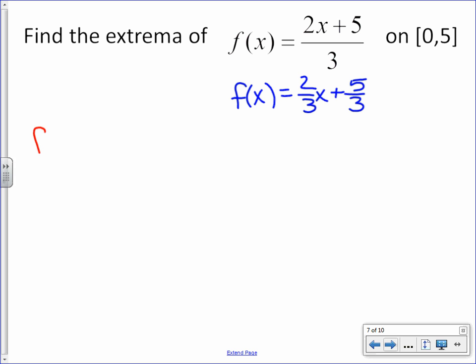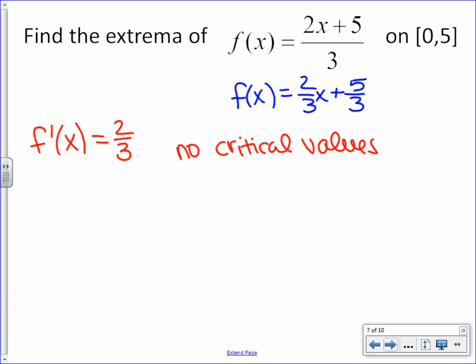So, what is our derivative? Our derivative is 2/3. To find our critical values, we need to figure out where our derivative is either 0 or undefined. Well, our derivative is a constant. This cannot equal 0, and it cannot be undefined. So we have no critical values, which means we just are going to test the endpoints. We need to test 0 and 5.